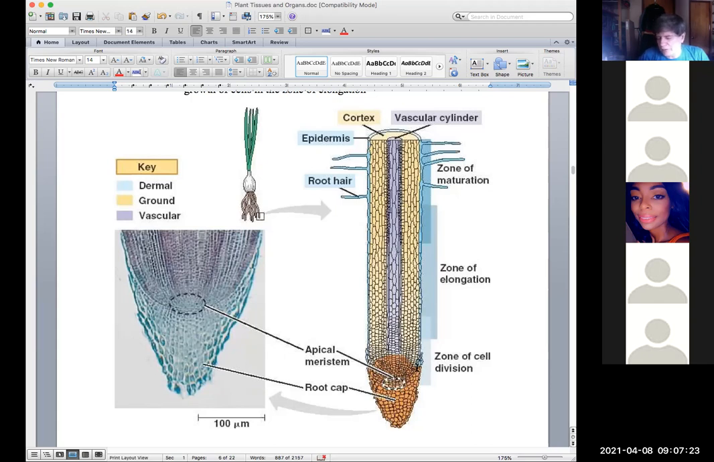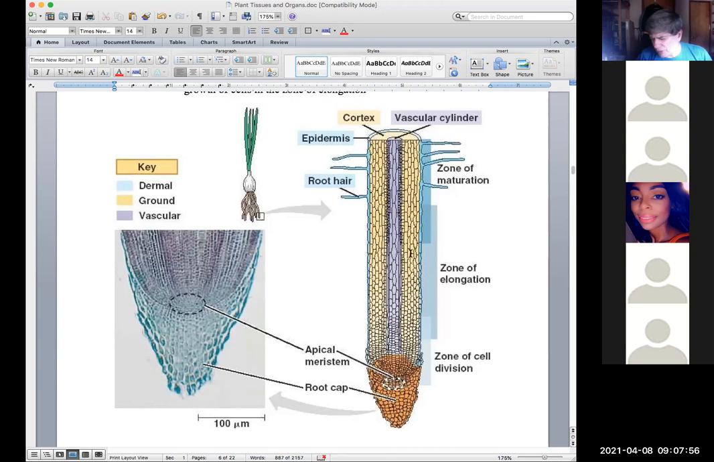In the zone of cell division, cells are dividing by mitosis rapidly. So that's why when we look here right above the apical meristem, we don't see those purple dots that represent the nucleus. We don't see those spread out a lot further because we're still in that zone of cell division. Now, as we go up a little bit further, we get to the zone of elongation. It's often called the zone of cell elongation.